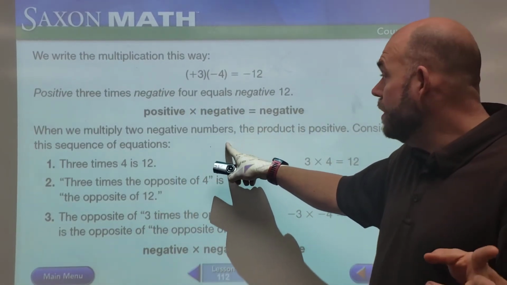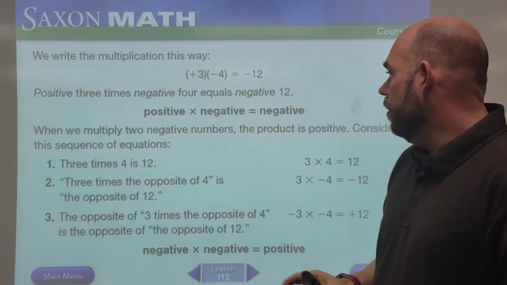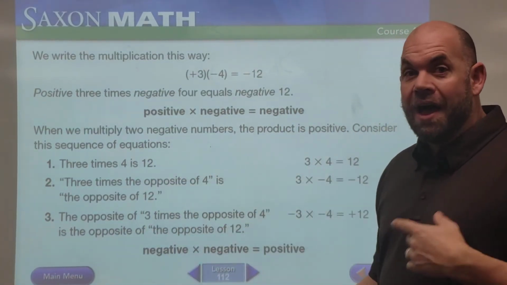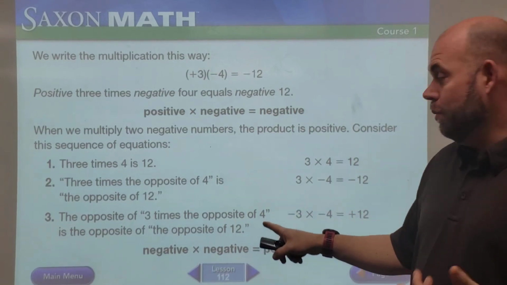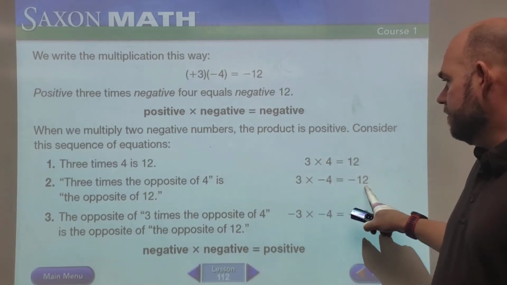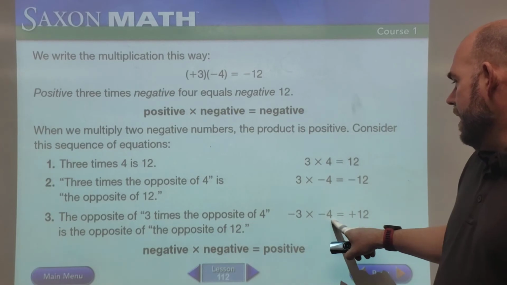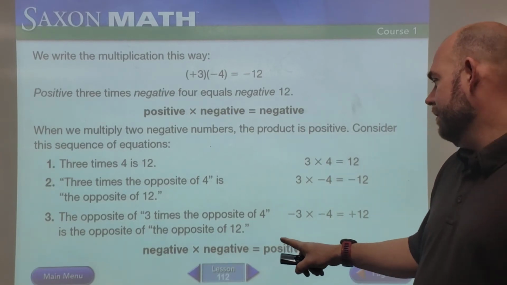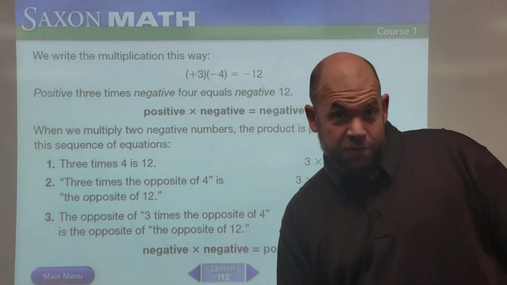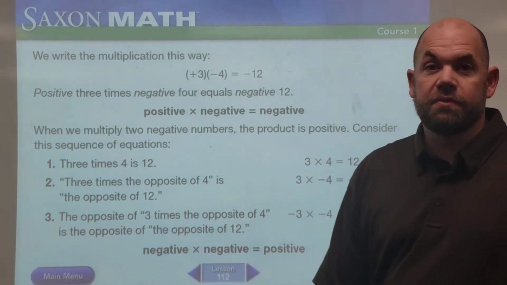When we multiply two negative numbers, the answer is actually positive, and this one's really tricky for some people. So 3 times 4 is 12. 3 times the opposite of 4 is the opposite of 12. So instead of thinking of it as a negative, think of it as the opposite of that number. The opposite of 3 times the opposite of 4, a negative and a negative, that's going to be the opposite of 12, which is the opposite of the opposite of 12. This is confusing, right? It's positive 12. So a negative times a negative equals a positive.